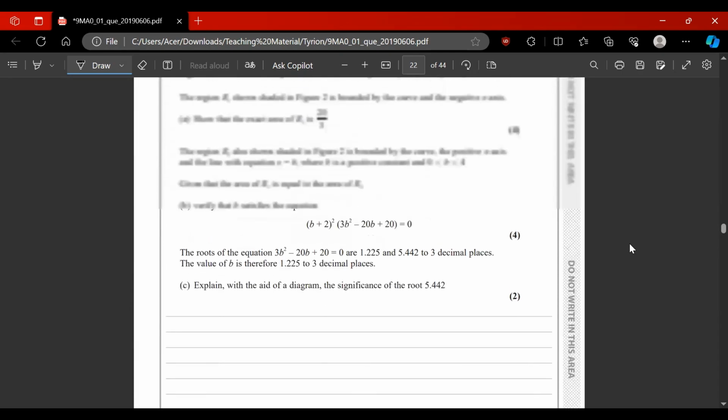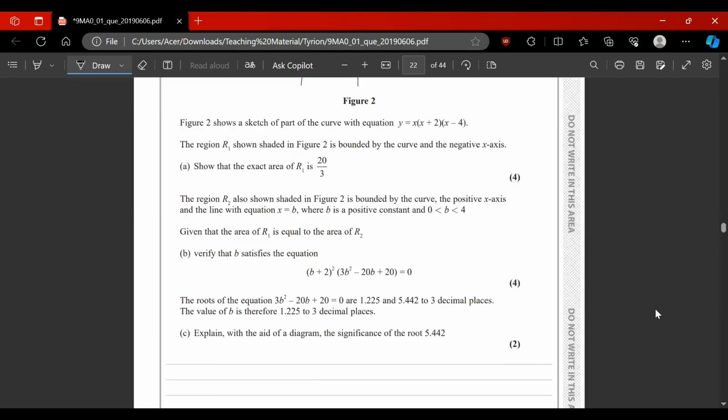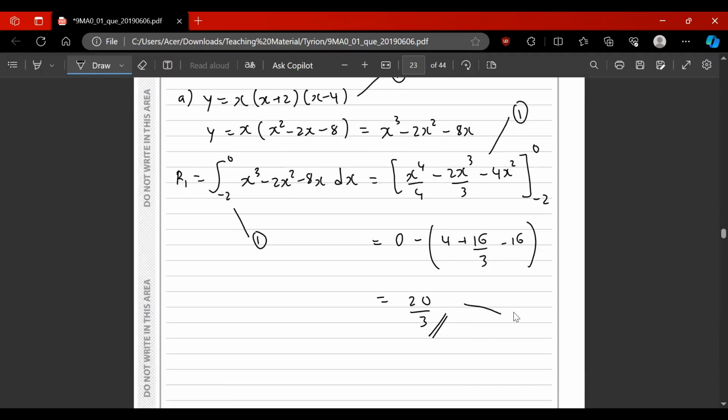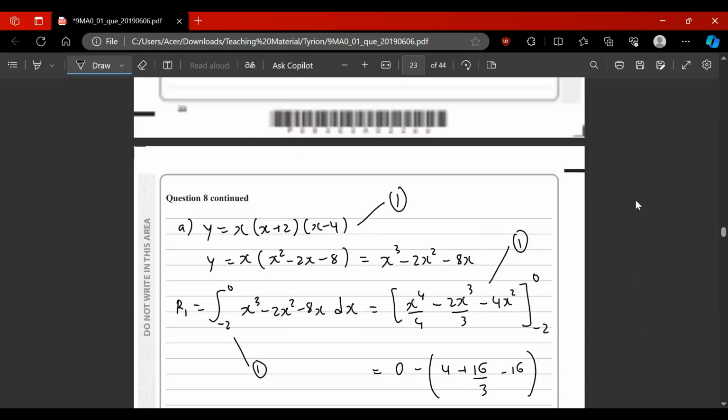And that is exactly the same as the one shown here. The marks distribution for this question is: getting the expansion gives you 1 mark, applying the limits correctly gives you another mark, getting the correct integral gets you another mark, and your final answer for the area gets you the final mark. So that's the answer for part A.